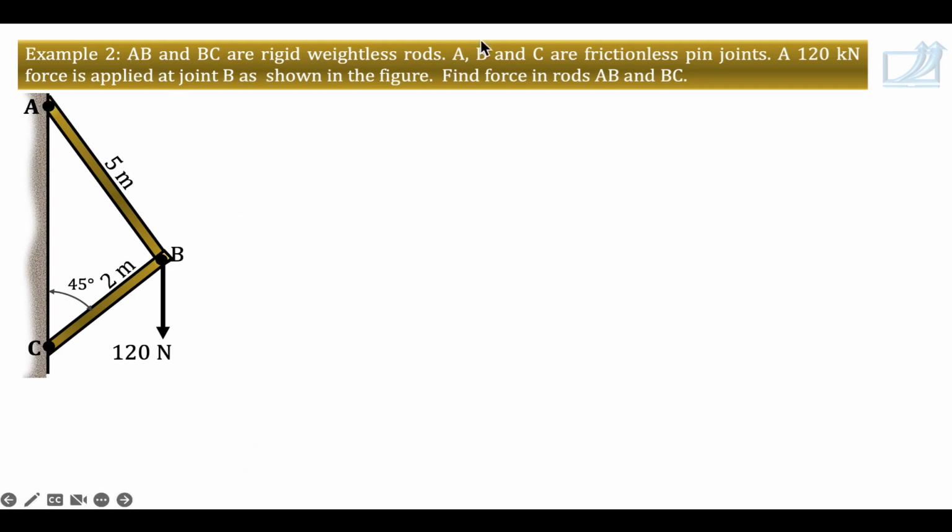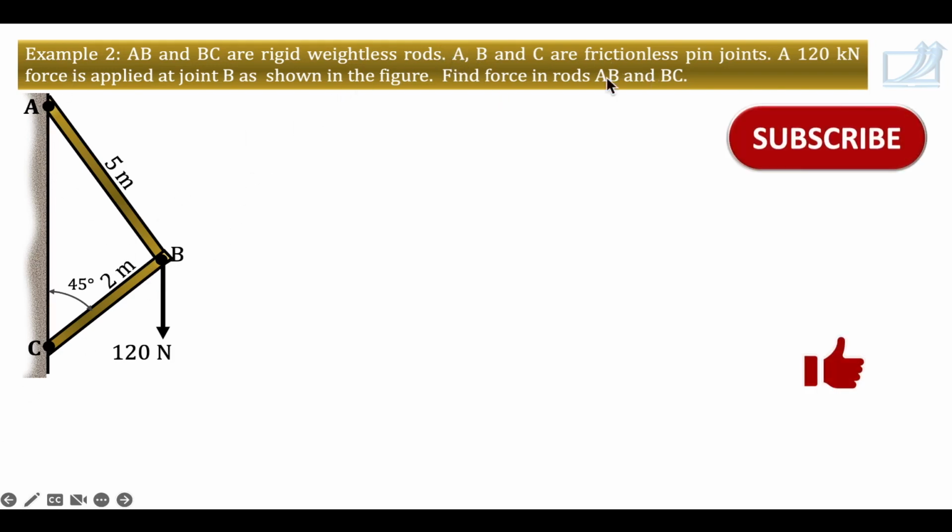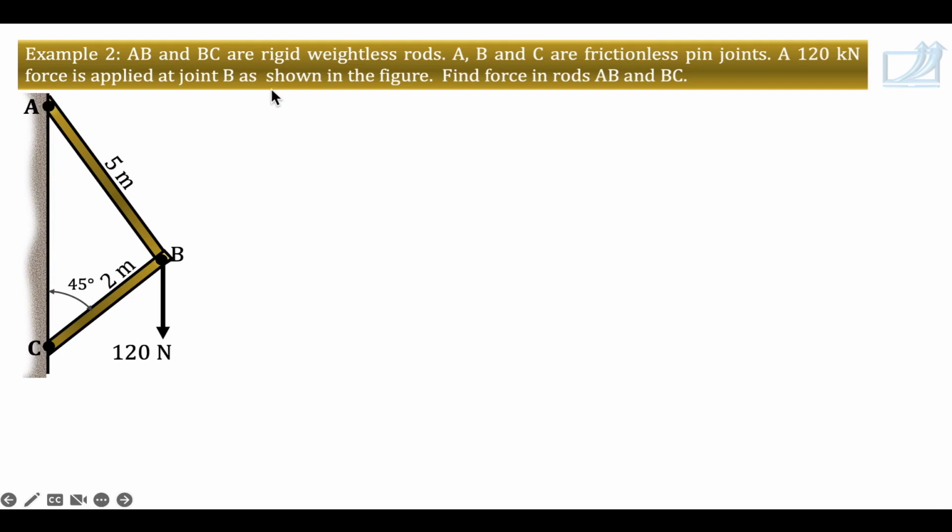AB and BC are rigid weightless rods. So these are weightless rods. A, B and C are pin joints. A 120 kilonewton force is applied at joint B as shown in the figure. So this is that 120 kilonewton force applied at joint B. Find force in rods AB and BC.